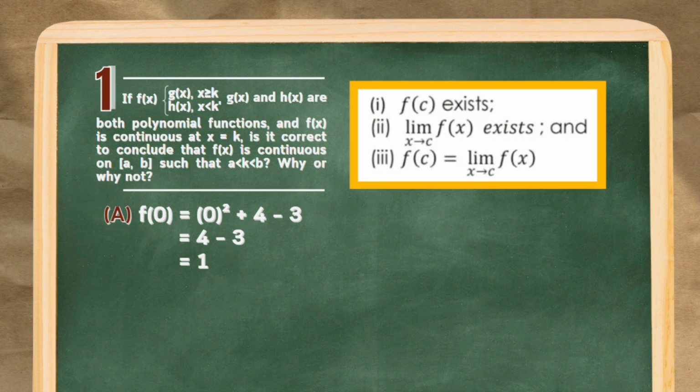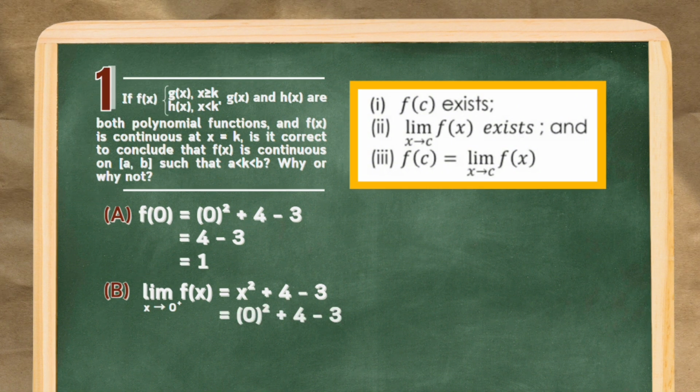So here we can see that the first condition is satisfied. So let's move to the second condition. The limit of f of x equals x squared plus 4 minus 3 as x approaches 0 from the right. Since our x value is 0, we just simply substitute the 0 for x. So 0 squared plus 4 minus 3, 0 squared plus 4, then 4 minus 3, so the answer will be 1.